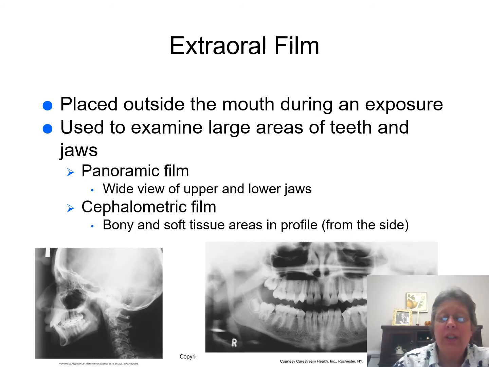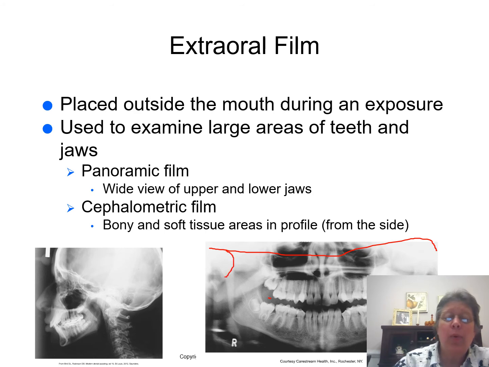Now we're going to talk for just a minute about our extraoral film. Remember, we said that's placed outside of the patient's mouth during exposure. We saw some pictures of some panoramic machines in chapter 6. So they're used to examine large areas of the teeth and jaw. The x-ray that you see here on the right side of the screen is a panoramic x-ray. It's used to examine wide areas of both upper and lower jaws.